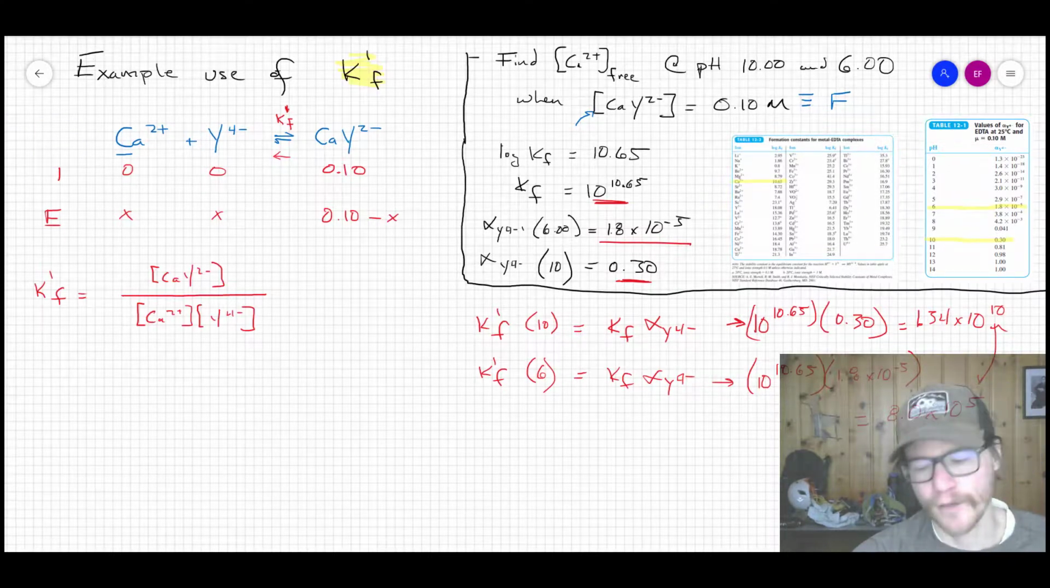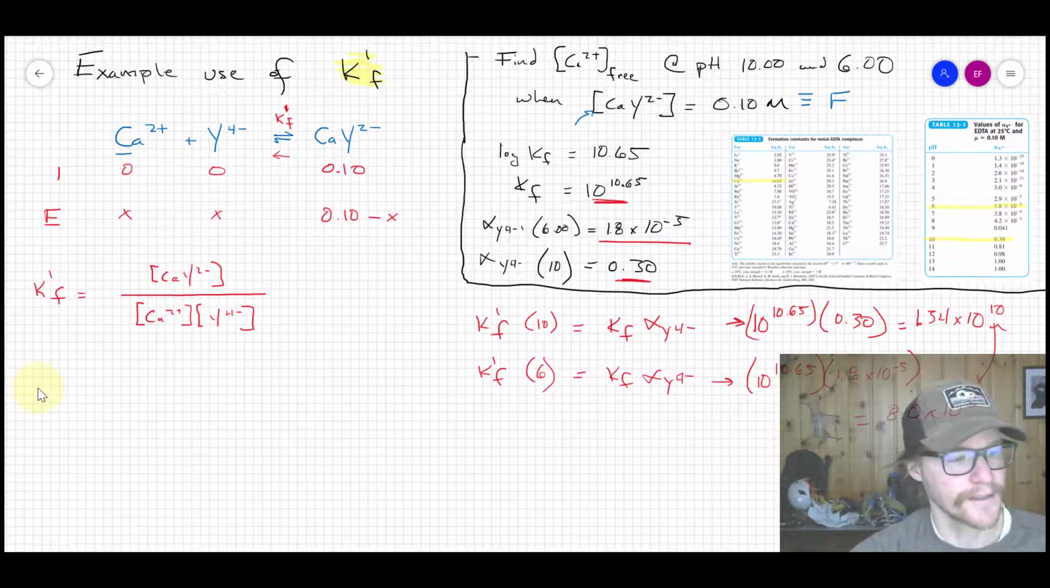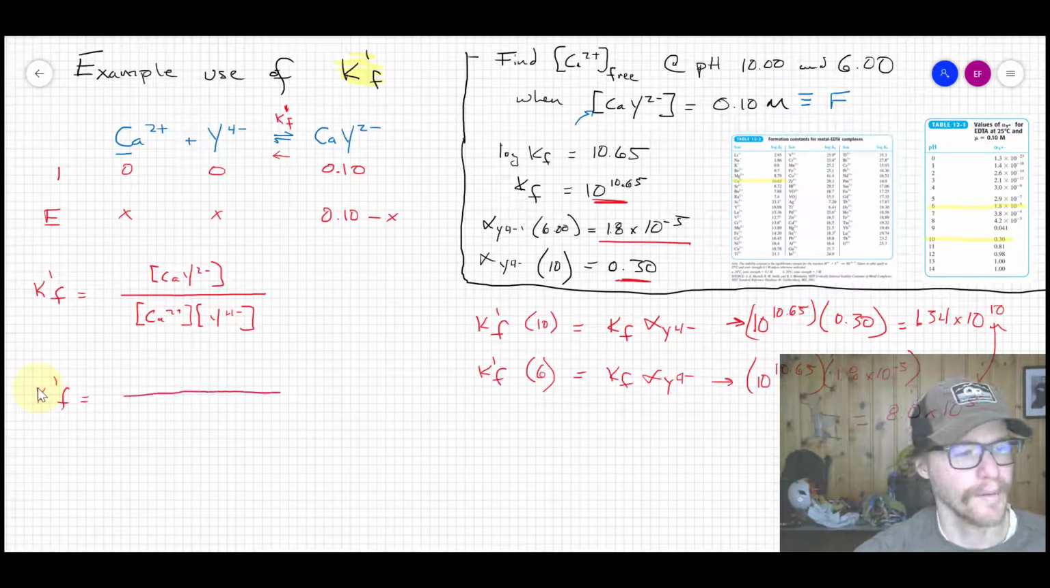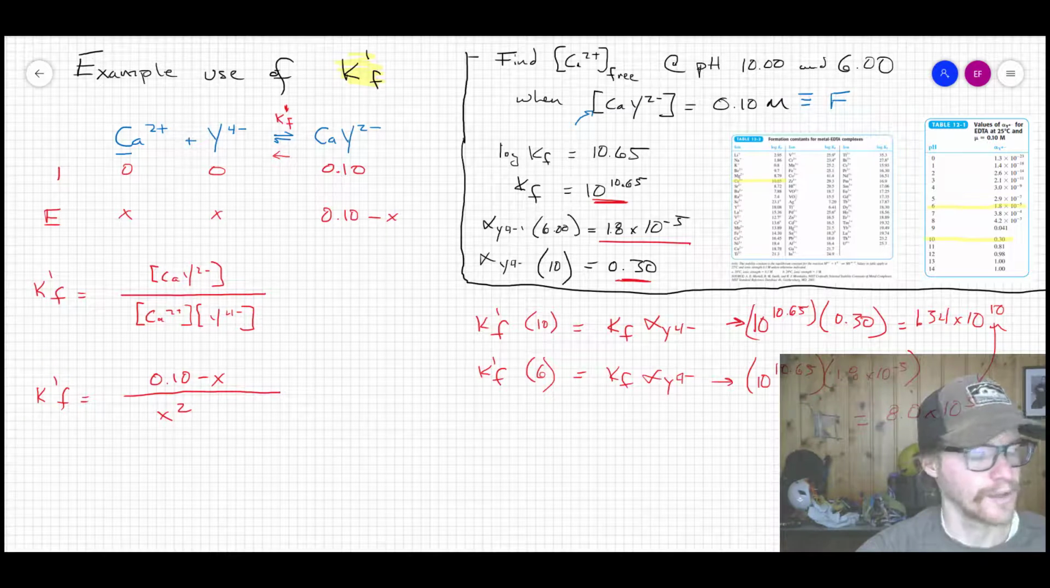Okay, so I can write up the actual equilibrium expression from our ICE table. That's the complex concentration over the free metal ion, which is what we're trying to compute, multiplied by Y4 minus here. So we can rewrite this as the conditional formation constant K prime equals our 0.10 minus x at equilibrium over x squared. And our Kf are these two values, so we could insert either one of these values to then compute the corresponding x.